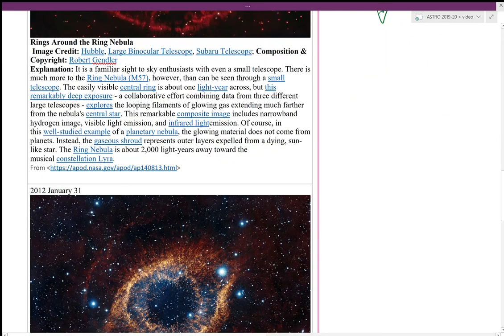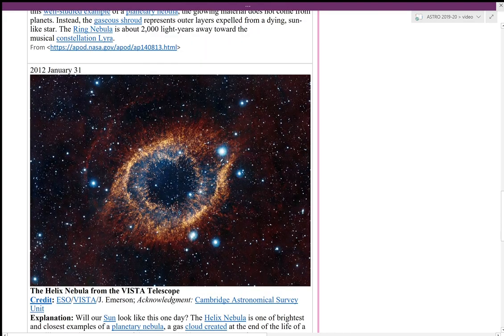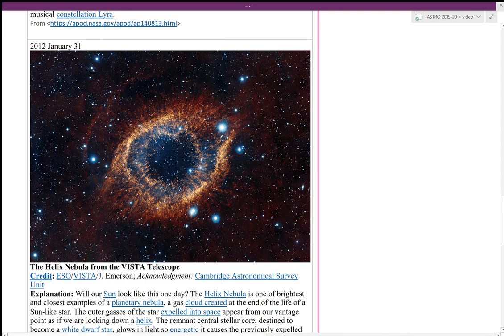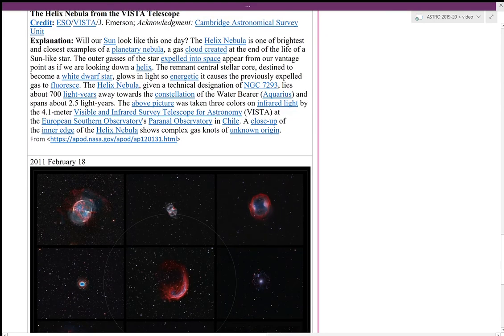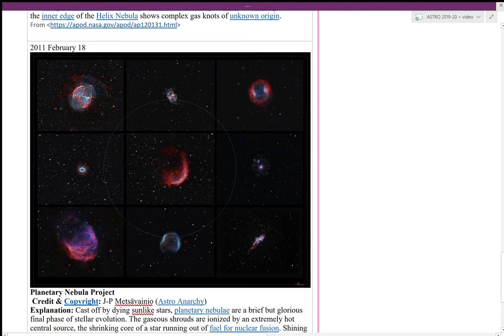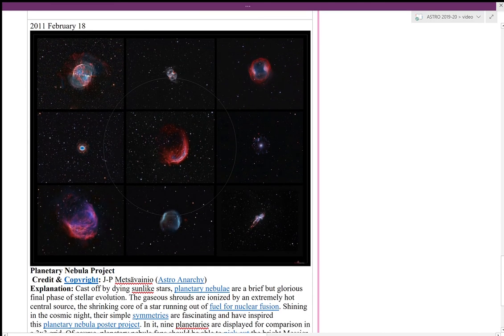There's many other examples of these. They get these cool names. They're all pretty colors. The Helix Nebula. I really like this. This was 2011 posted on Astronomy Picture of the Day at the Planetary Nebula Project. What this represents is a whole bunch of different examples of planetary nebula. The name planetary nebula is actually a misnomer as well.